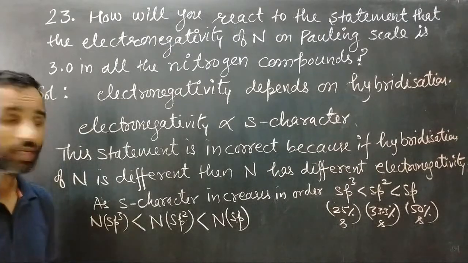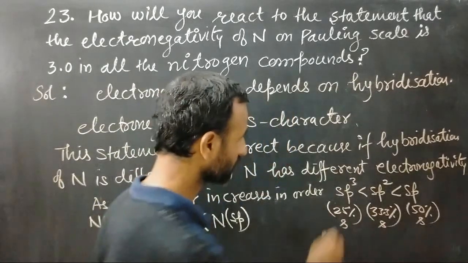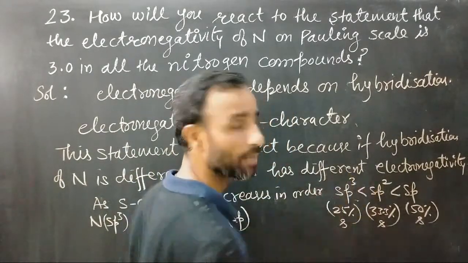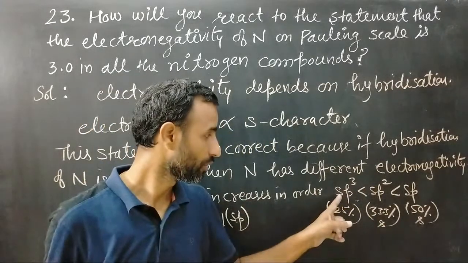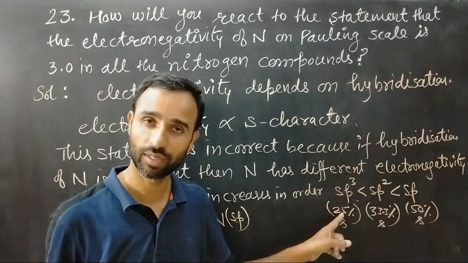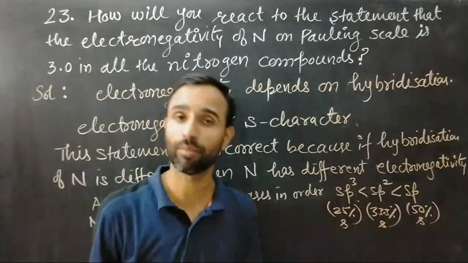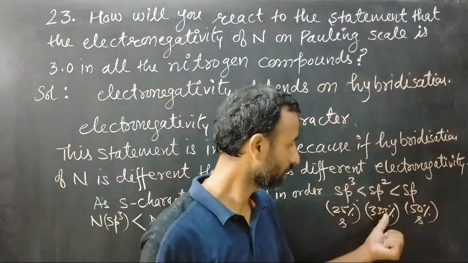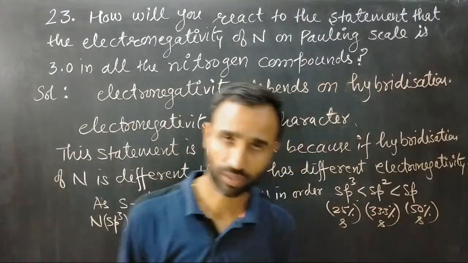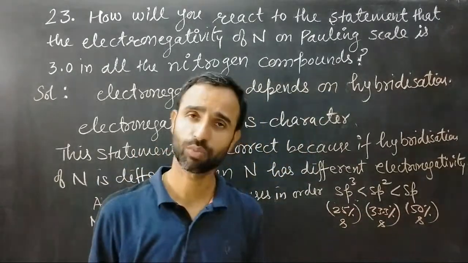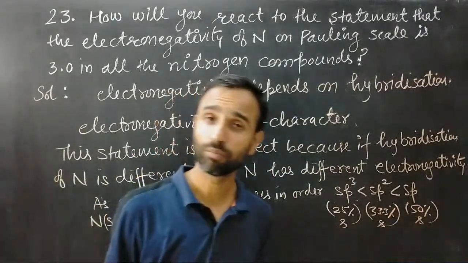Got it? This hybrid means mixing. When S and P mix, they form this type of orbital, sp3, an orbital having 25% S character, 75% P character. So that is called sp3 hybrid orbital. Then 33.3% S character, 66.6% P character, and 50% S character, 50% P character.